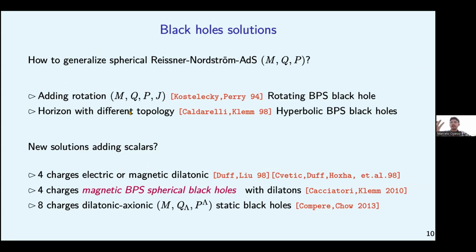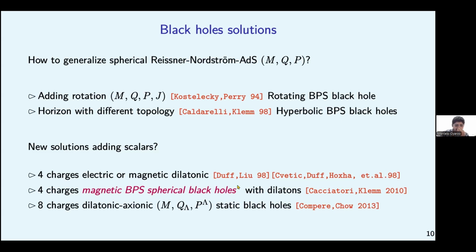One way is adding rotation, so you can have rotating BPS black holes, or you can change the geometry of the horizon by putting a hyperboloid instead of a sphere. In that case, you can save the day. Okay, and what happened adding scalars?